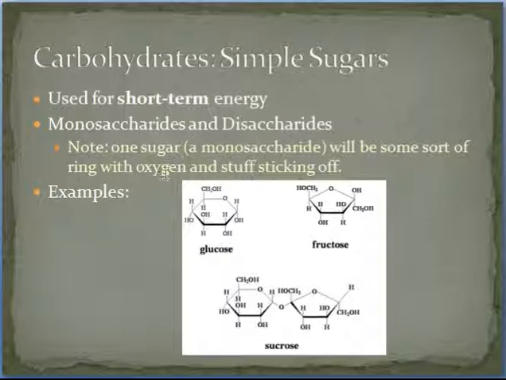Note that one sugar, a monosaccharide, is well, just vaguely, some sort of ring with oxygen and some other stuff sticking off of it. So just as a general visual recognition, here we have glucose, a monosaccharide. It's a ring with, you can see, some oxygen and other stuff sticking off of it. Here we have another monosaccharide, fructose. Here we have a disaccharide, so two monosaccharides stuck together, making sucrose.